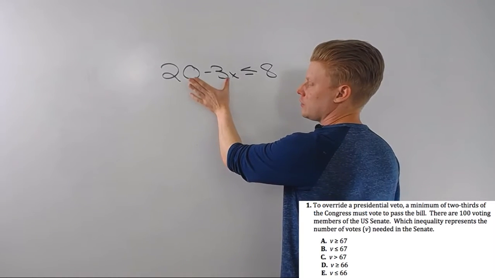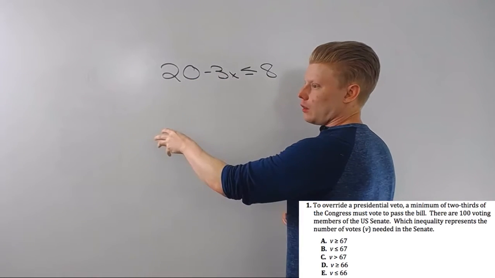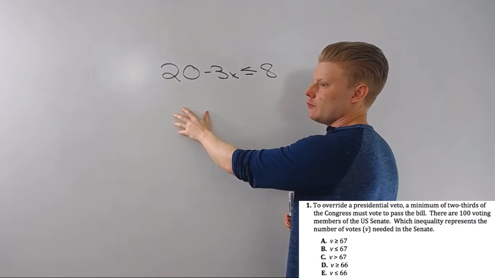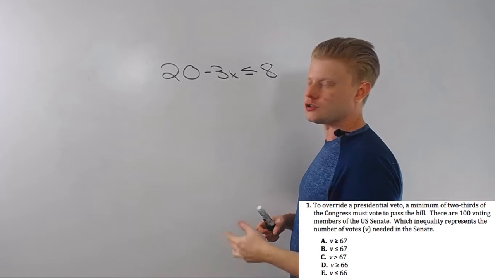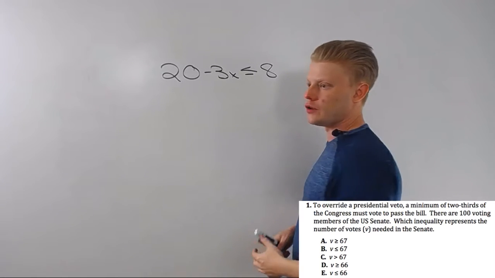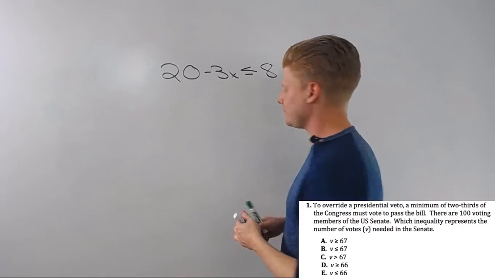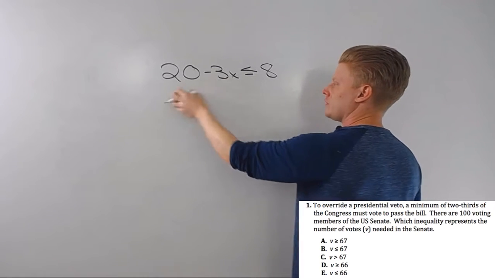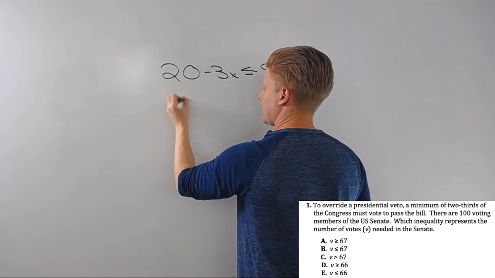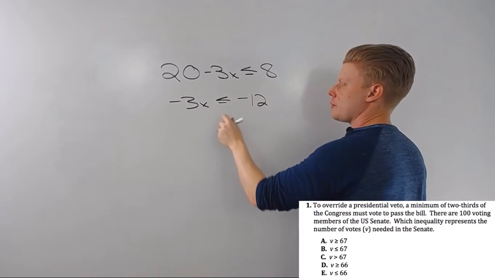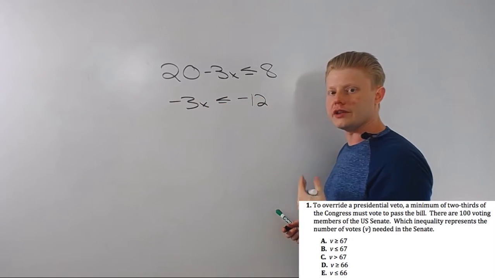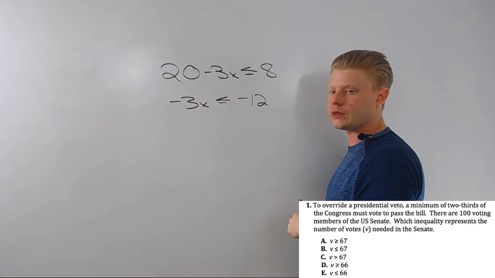Just like in a single variable equation, what I want to do is combine all the like terms, get my numbers over here, my variable over here, or vice versa, and that's it. Just make sure I have no coefficient in front of my x except for a 1, right? So let's do that. Let's subtract 20, and I'm going to have negative 3x is less than or equal to negative 12. Of course, remember, the little line on the bottom means can be equal to.